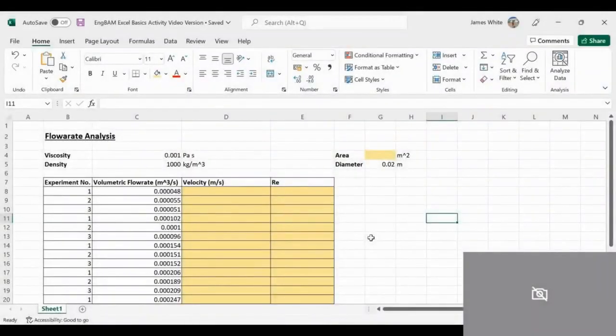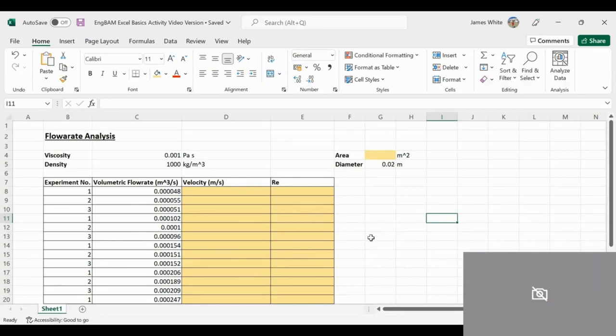So hopefully you've been able to have a go at the worksheet that is on the EngBAM website. If you haven't had a chance to have a go yet, I'd recommend that you don't watch this video and have a go first, and then if you get stuck, you're more than welcome to come and have a watch of this video to see if you can get any helpful tips, tricks or pointers to get you through the worksheet.